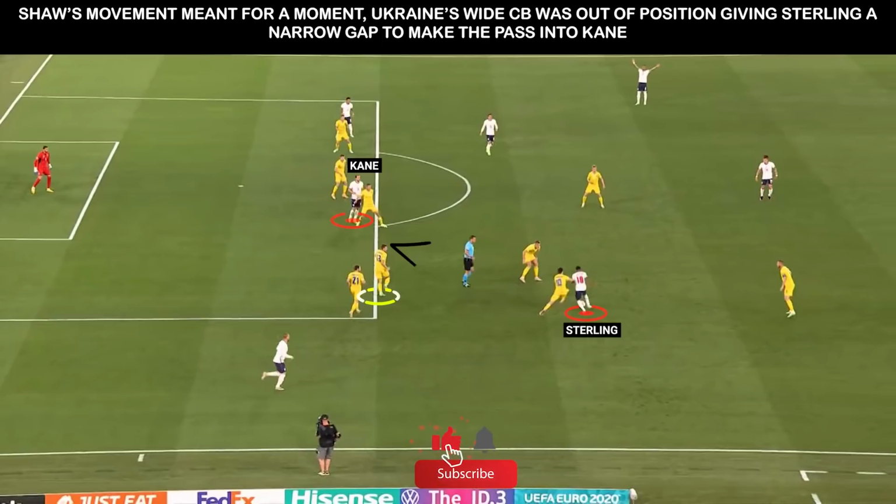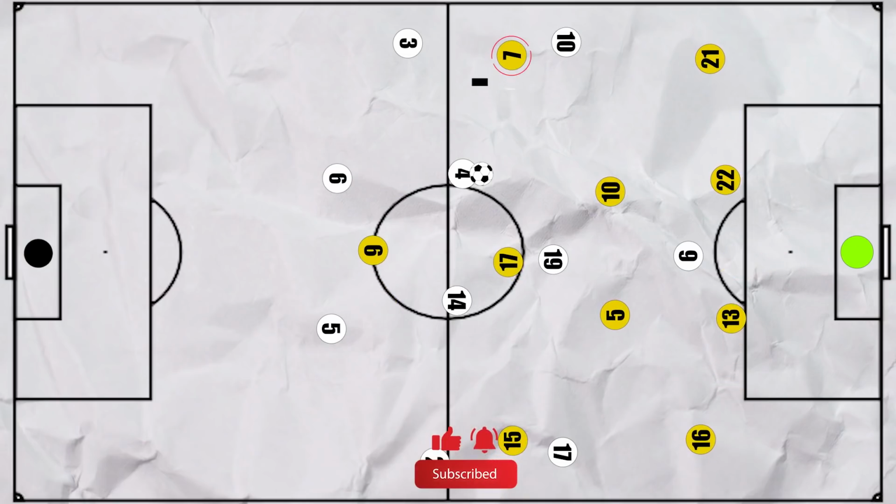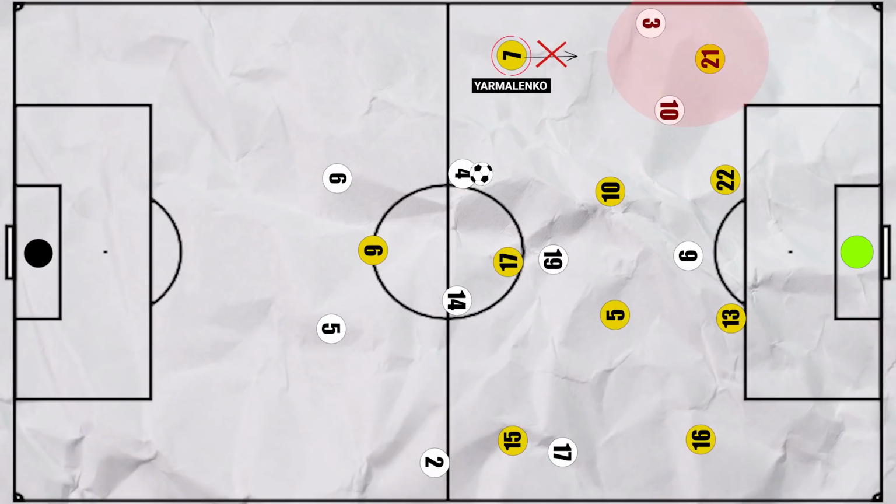for the finish. When Ukraine switched to a back 4, this problem was exacerbated, as Yarmolenko could be slow to track back, and as a result, Shaw and Sterling would be able to create 2 versus 1s against Karavayev higher up the pitch.